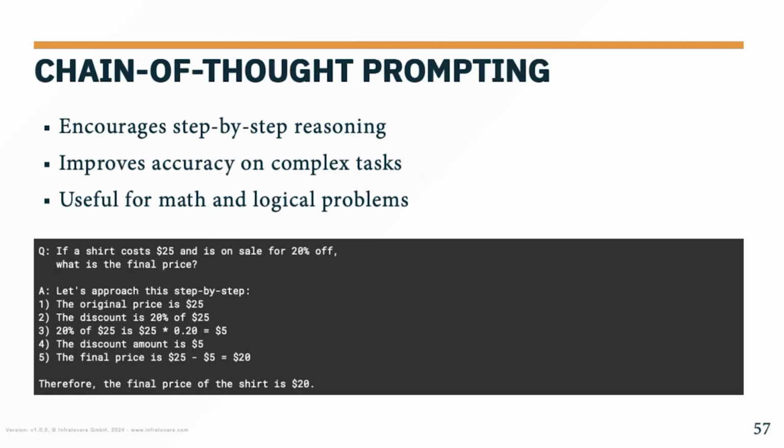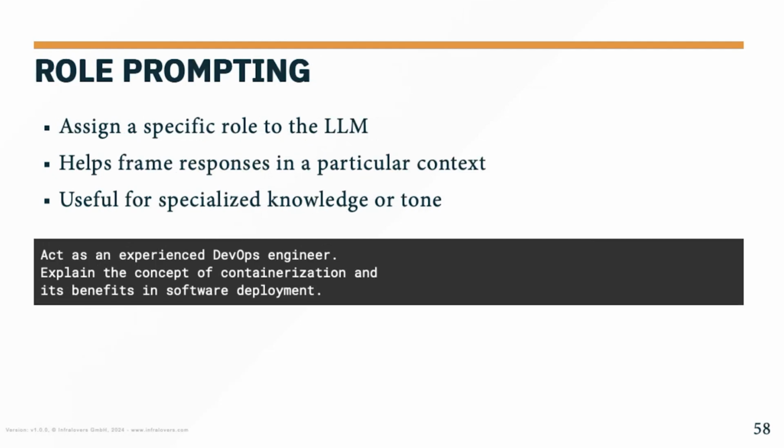Now, this technique is especially useful for tasks which would require a bit more context or examples to generate accurate responses. Then we have chain of thought prompting, which encourages step-by-step reasoning. So basically, we are breaking down a complex task into smaller, more manageable subtasks by guiding the model through a structured thought process, so we can improve its accuracy on complex tasks, such as math or logical problems.